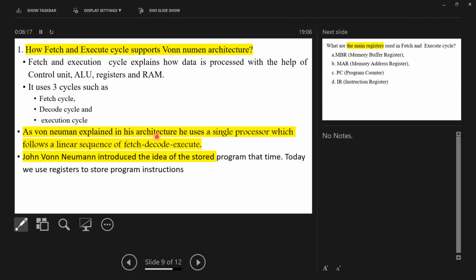As von Neumann explained in his architecture, he uses a single processor, which follows a linear sequence: fetch, decode, execution. John von Neumann introduced this idea to store programs at that time. Today we are using registers instead of that. I explained this one earlier also. So we'll copy down. There can be a question from this one. Explain it with the von Neumann architecture. Okay. Copy down this one.